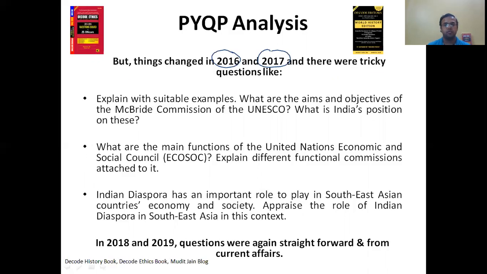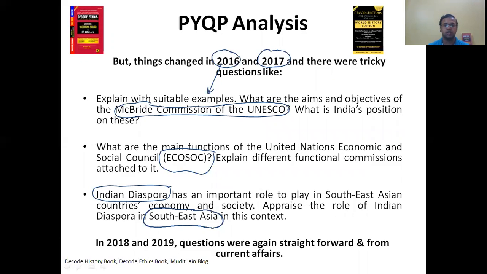For example, the McBride Commission of UNESCO. Even today I don't know what the McBride Commission is, because it was asked in 2016 and I didn't write Mains in 2016. Then ECOSOC was asked in 2017. I wrote Mains that year, and a question was also asked in 2017 related to the Indian diaspora in Southeast Asia.